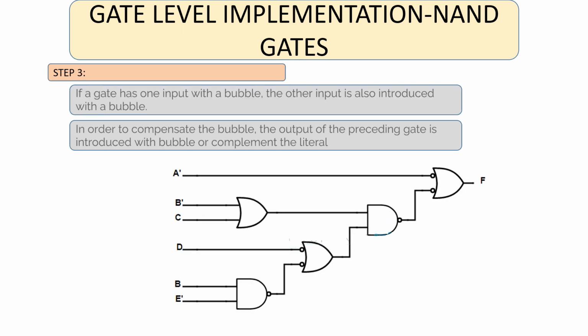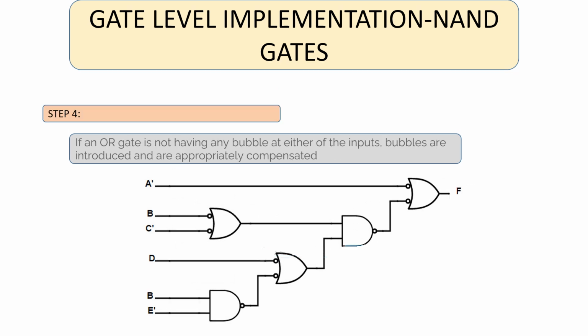Step 3, look for the gates. If a gate has one input with a bubble, the other input is also introduced with a bubble, right? In order to compensate for the bubble, the output of the preceding gate is introduced with a bubble or complement the literal. Now look at this figure. The two bubbles which have been marked do not have a preceding gate. Step 4. If an OR gate does not have a bubble at either of the inputs, bubbles are introduced and are appropriately compensated.